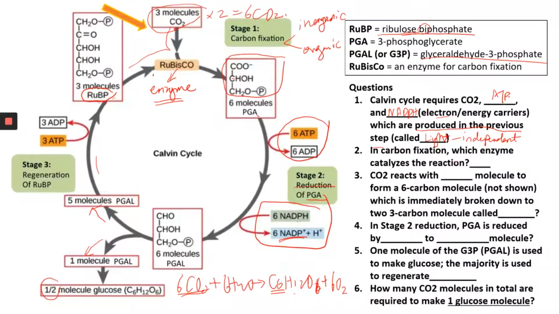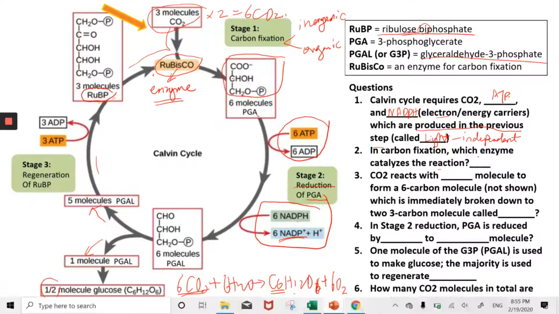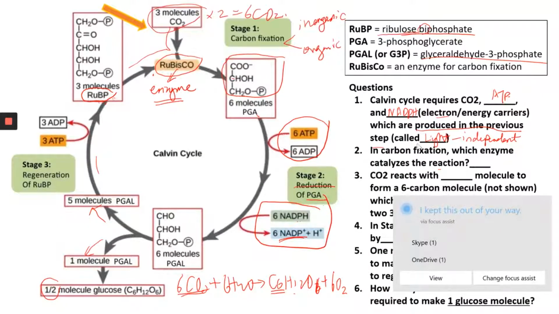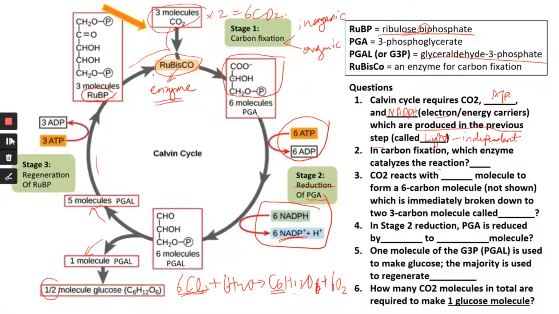Okay, number 2, in carbon fixation, which enzyme catalyzes this reaction? So this is carbon fixation, and you can see this is the enzyme that will catalyze the first step, which is to combine the carbon dioxide and then the ribulose biphosphate. Okay, so the enzyme is, okay, give me 1 second to plug in my computer. Okay, let's continue. In carbon fixation, the enzyme that catalyzes the reaction is rubisco.